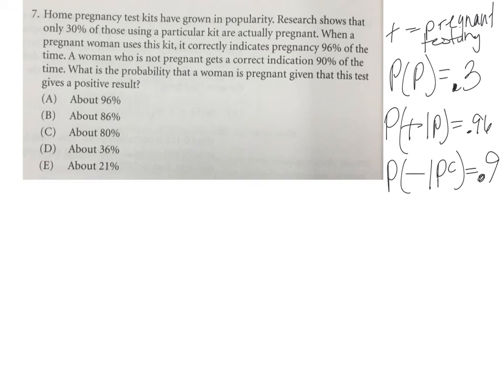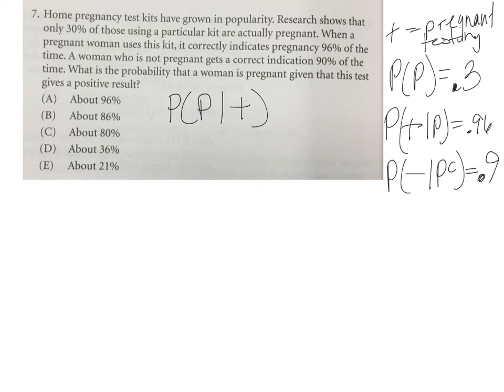And this is when we use our tree diagram. So the first branch of our tree, and what's the probability that a woman is pregnant given that the test is positive? So what's the probability that she's pregnant given she got a positive test? Because that's what happens. You're using the test to find out if you're pregnant.